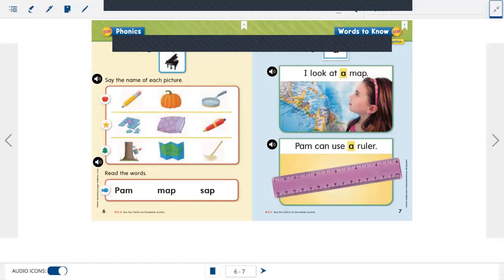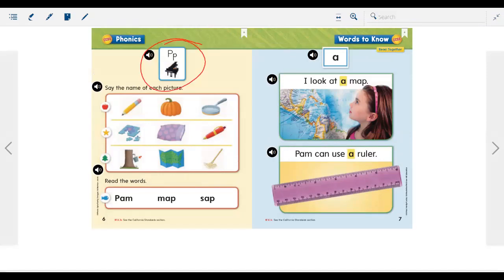We are on Unit 2, Week 1. Let's look at page 6 of your English reading book here. So let's look at this card over here.